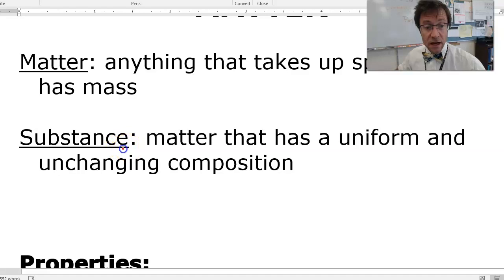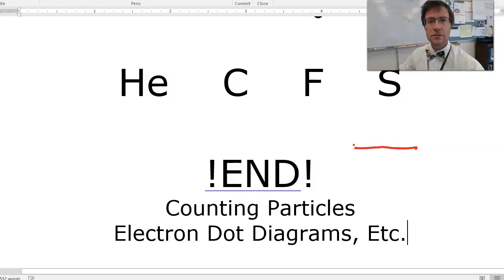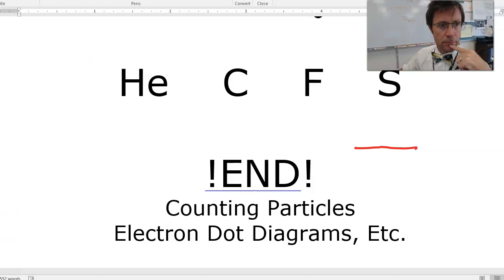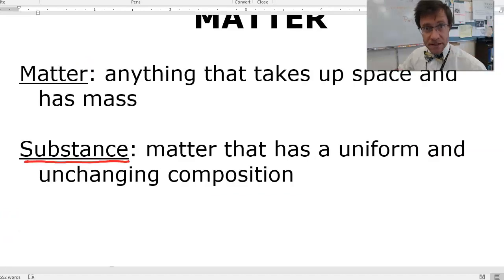A substance, on the other hand, is matter that has a uniform. Well, that was unexpected. So a substance is matter that has a uniform and unchanging composition.